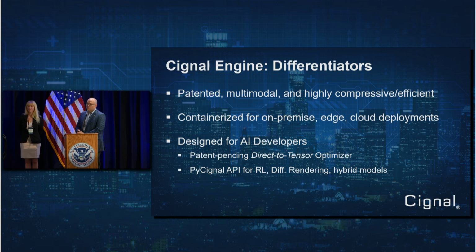All right, so in terms of differentiators, Cignal Engine is patented. As I mentioned, it's multimodal and it's highly compressive for data efficiency. As I mentioned, it's containerized, so it can be deployed anywhere for security reasons, privacy too. In addition to some of the AI integrations I mentioned, we also are working on things like a capability in Cignal Engine so we can directly write to tensor objects instead of having to save images or video out to disk or over slower I/O channels.